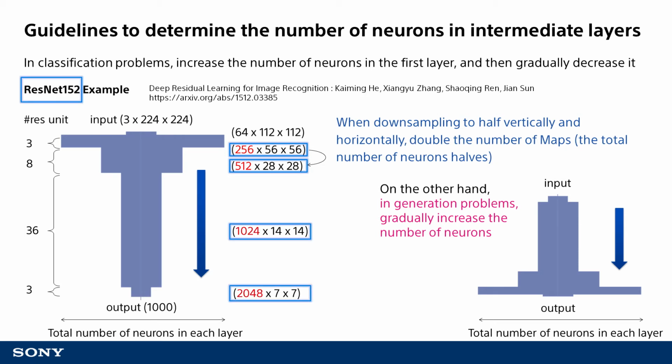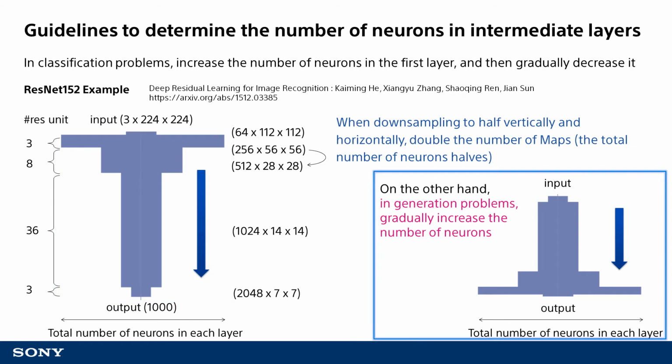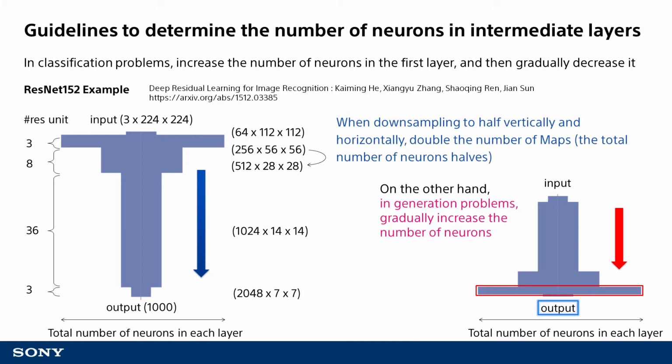You can see that in the actual ResNet 152, the number of images doubles at the time the image resolution is cut in half. This is the theory in the case of the classification problem, but on the other hand, there are also neural networks that generate images. In such cases, basically, the number of neurons is gradually increased, and the target data is generated from a number of neurons that is much larger than the data that is ultimately to be output.